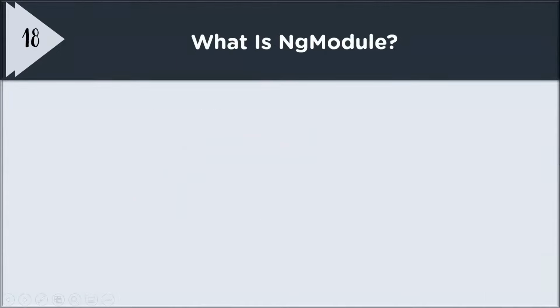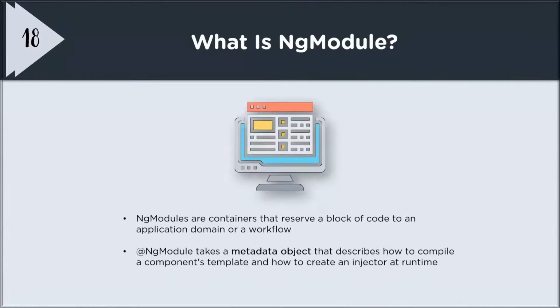Moving on, what is NgModule? Now NgModules are basically containers that reserve a block of code to an application domain or a workflow. Now the @NgModule takes a metadata object that describes how to compile a component's template and generate an injector at runtime. In addition to this, NgModule also identifies the module's components, directives, services, pipes, and it also ensures that it makes them public so that external components can use them. All of this is taken care of by the NgModule.